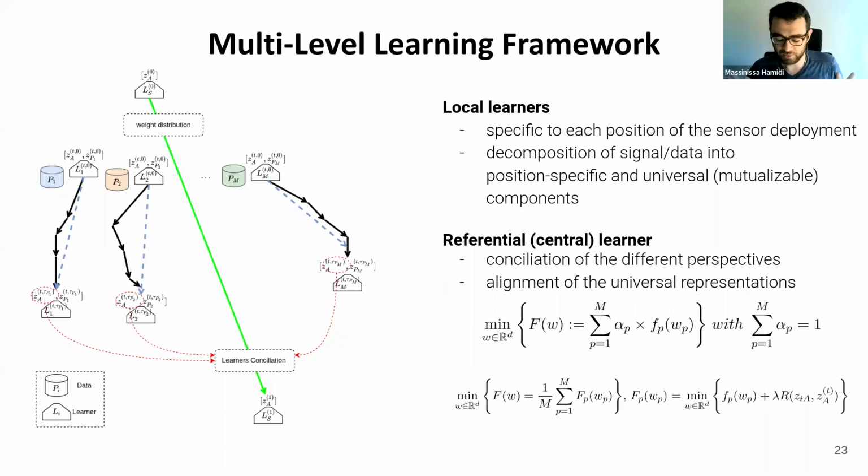Here the idea is that the local learners try to decompose the different components of the data, and then the universal components have to be conciliated together. The specific components have to remain specific to the positions. However, the universal components have to be conciliated together. We have to converge to a unique, unbiased, universal representation, let's say.